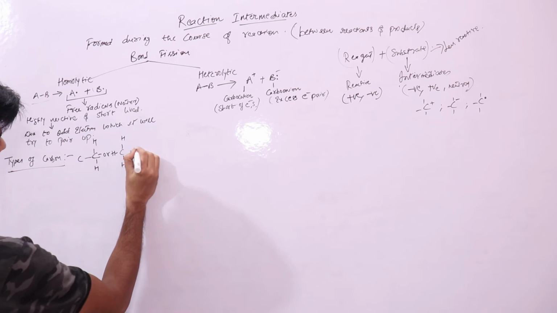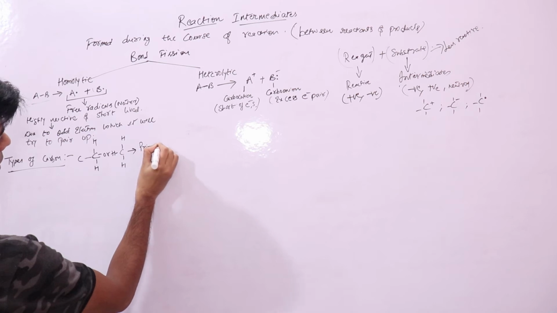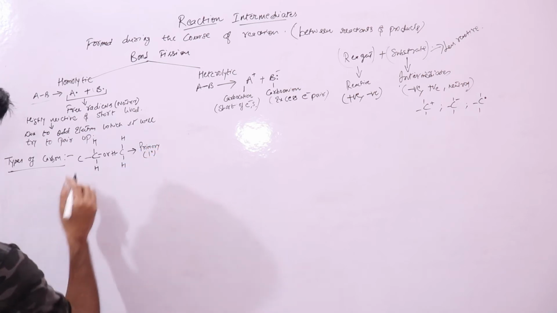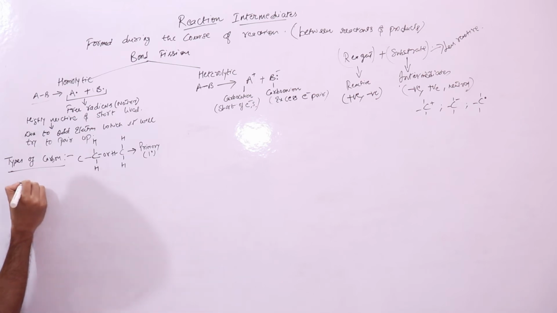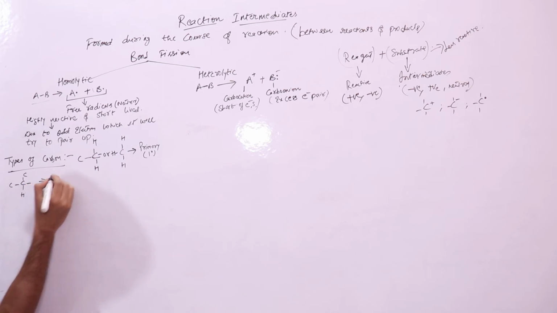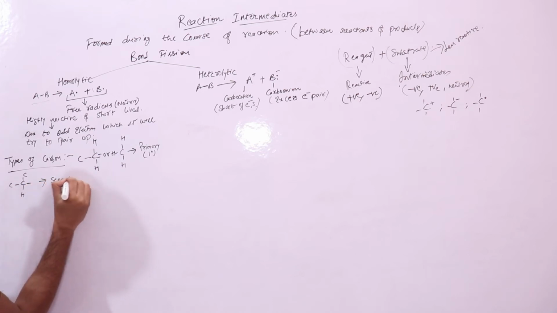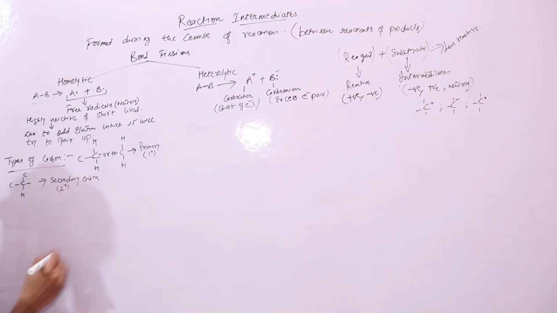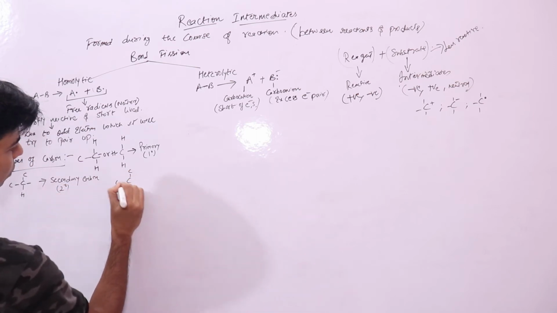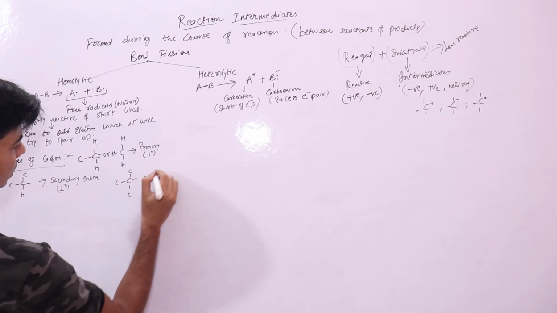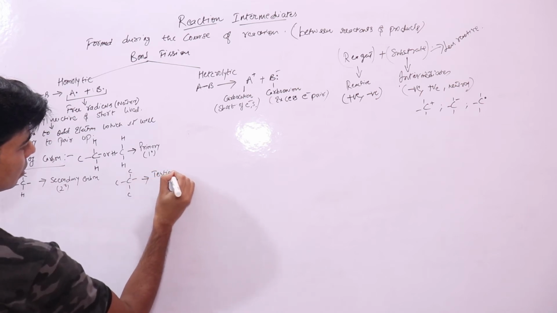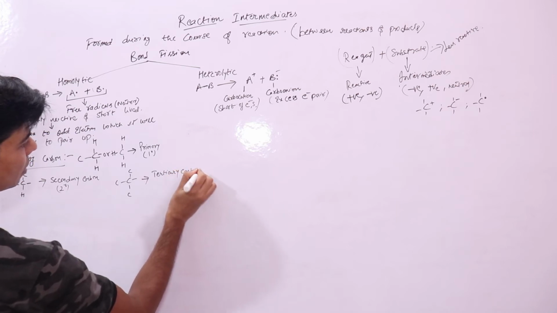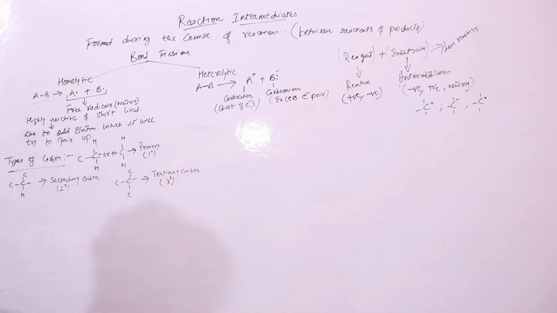this is your primary, or 1 degree carbon atom. Now if the carbon atom is connected to, say, 2 other carbon atoms, this is your secondary carbon or your 2 degree carbon. If the carbon atom is connected to 3 other carbon atoms, this is your tertiary carbon or your 3 degree carbon.